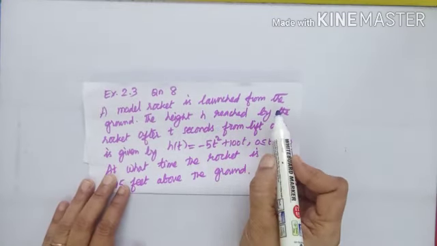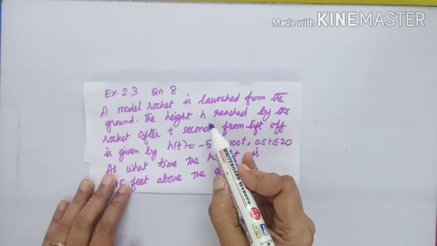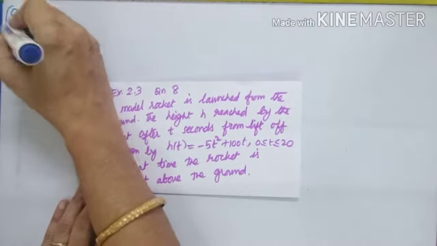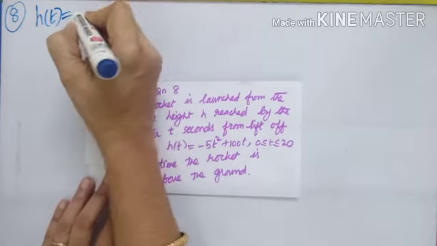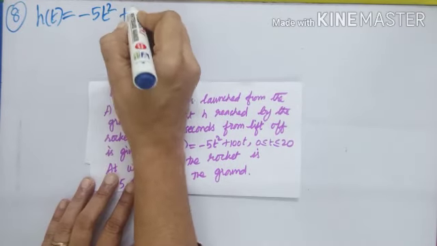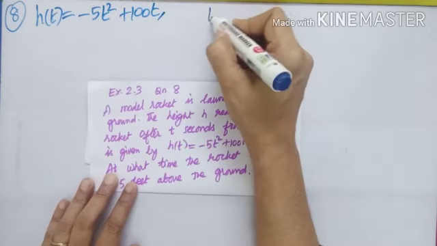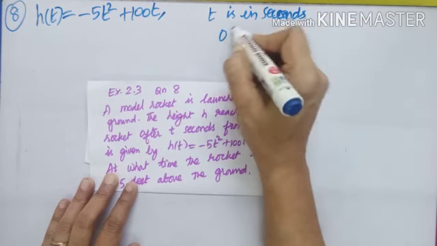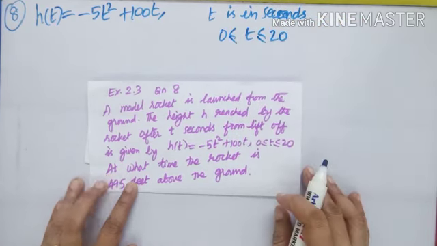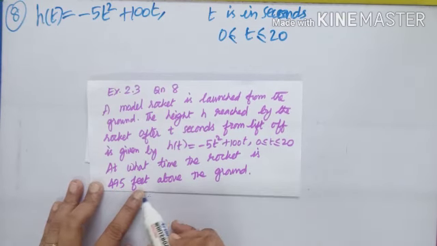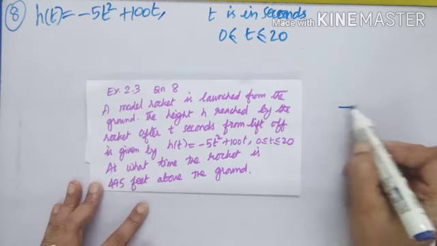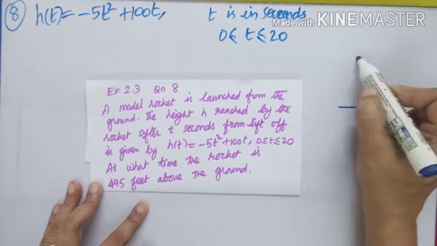Question number 8. A model rocket is launched from the ground. The height h after t seconds is given by an equation. So we are given h of t equals minus 5t squared plus 100t, where t is in seconds, and they have given a condition for t. 0 less than or equal to t less than or equal to 20. At what time is the rocket 495 feet above the ground? This h tells me this is the ground and here is the rocket.